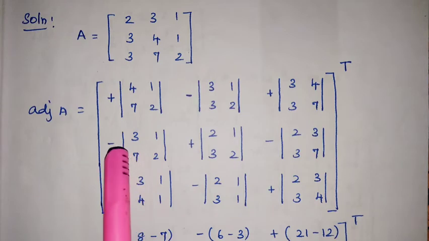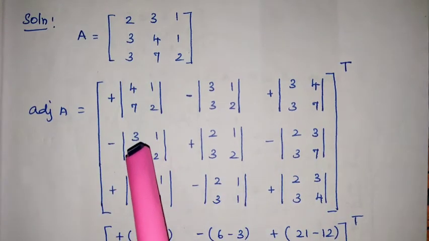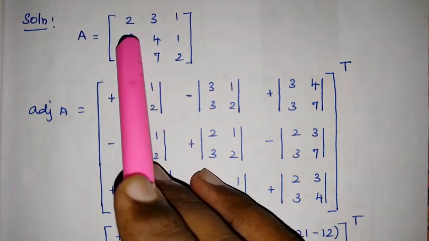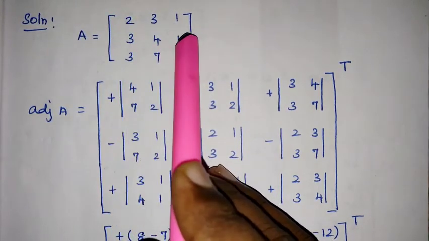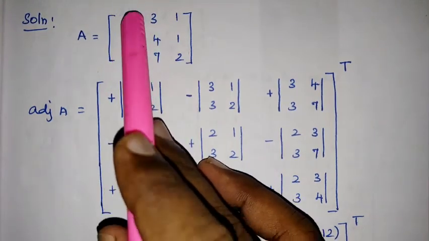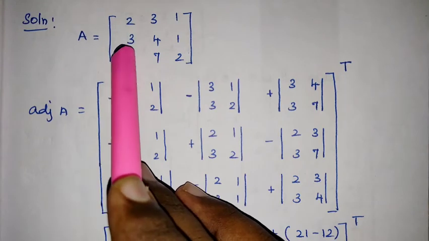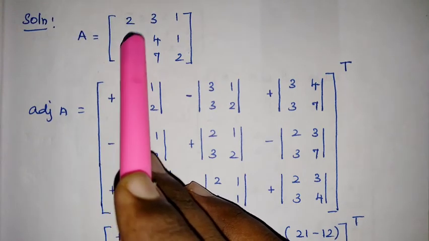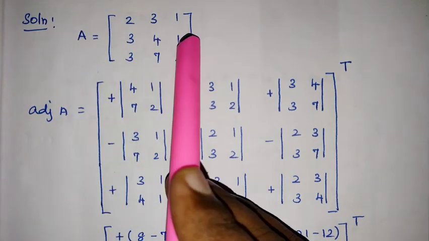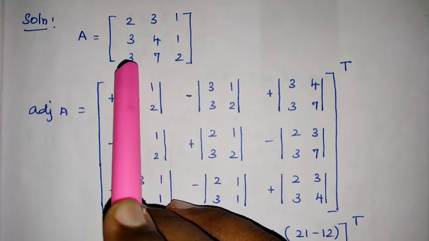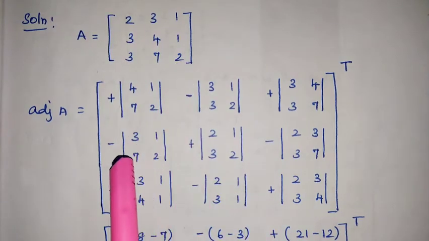Now coming to the second row of cofactors. So what is the second row? First element is 3. Second row, first element is 3. So leaving this row, 3, 4, 1, and leaving this column, 2, 3, 3. Can you understand? This is an intersection of second row and first column. Okay, so leaving this row and this column, we have elements 3, 1, 7, 2.